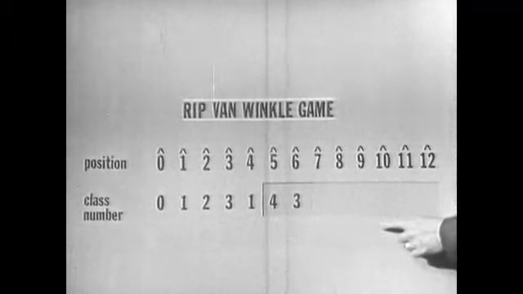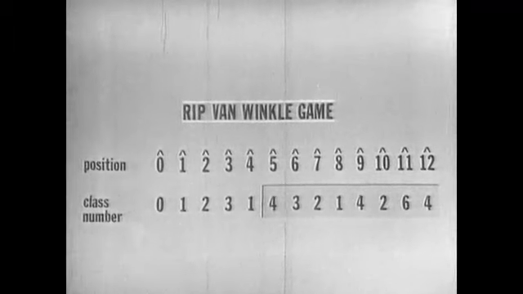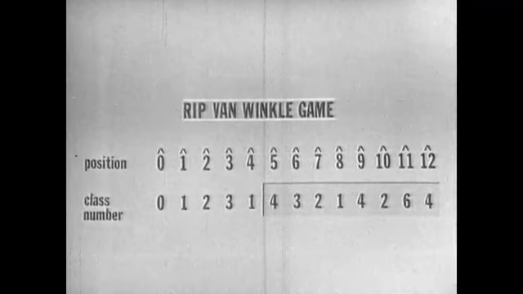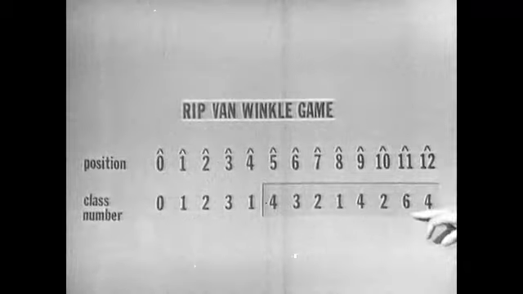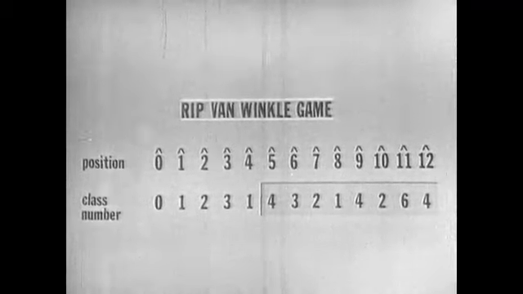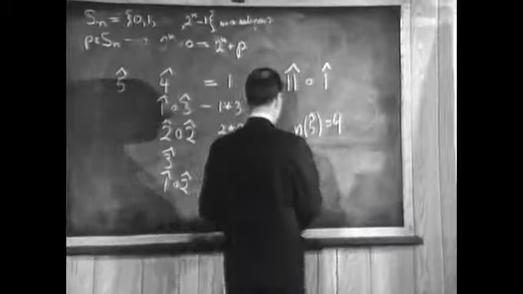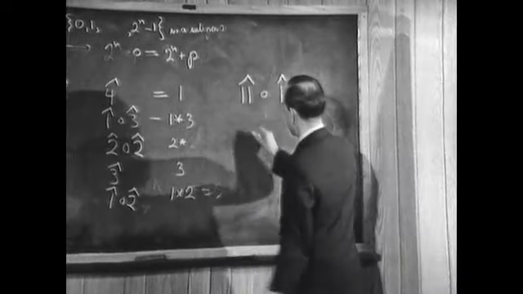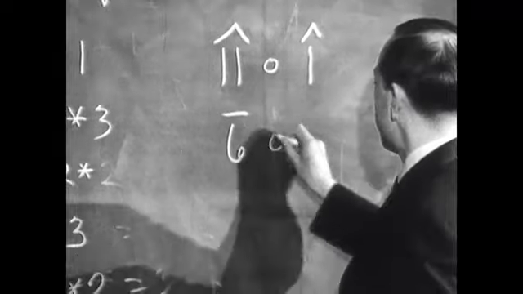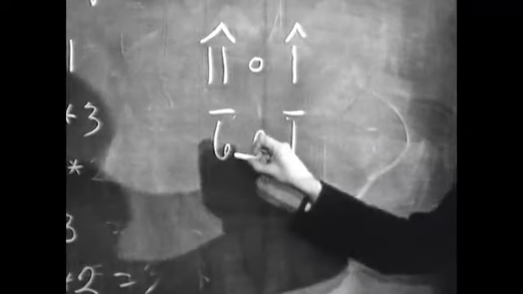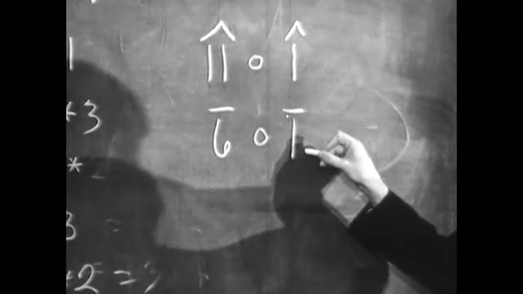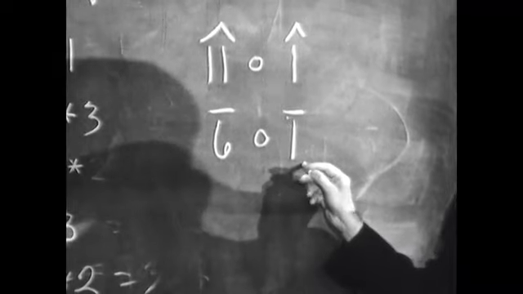And if you make quite a few more calculations along the same lines, you find that here are the class numbers for the remaining positions. So then going back to where Rip Van Winkle stood, we have the class number of 11 is 6. So as far as Rip is concerned, he might as well be playing NIM in the following position. Namely, the 11 roof is equivalent to a pile of 6 NIM counters. The 1 roof is equivalent to a pile of 1 NIM counter. And he might as well be playing NIM in this position.